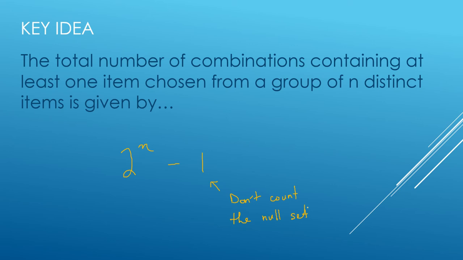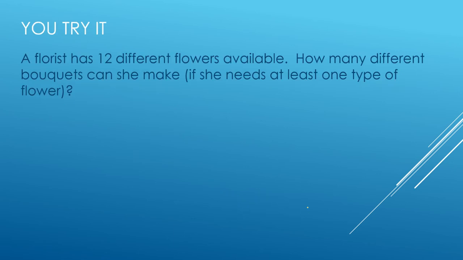All right, we're going to just put this into practice and then try a variety of other problems involving combinations and maybe a mixture of problems. So you try this one, see if you can apply this new principle. A florist has 12 different flowers available. So maybe roses, tulips, 12 different varieties. How many different bouquets can she make, if she needs at least 1 type of flower? My wife would probably not enjoy a bouquet with no flowers, right? So we're not going to count the null set here.